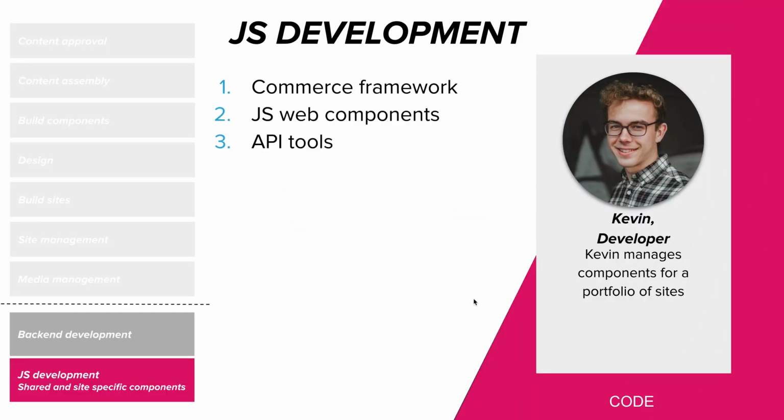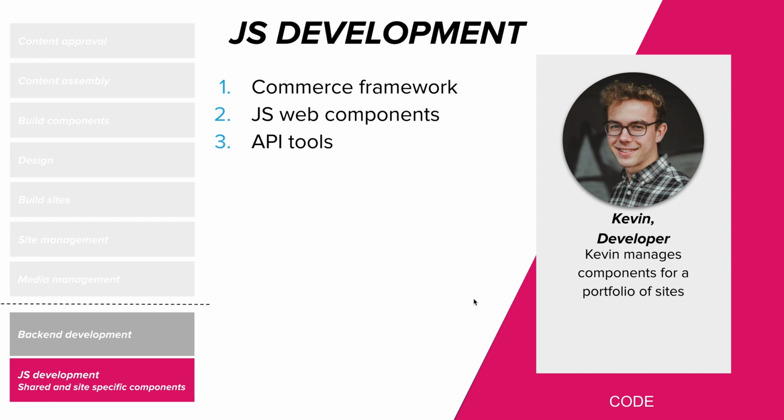Now let's talk a little bit about how Kevin does his JavaScript or front-end development. Now we have a lot of different things going on, so we're going to go through this relatively quickly. But there are three primary things that Kevin uses this for on a daily basis. One, he's using the Acquia Commerce framework to power the e-commerce integration that he uses within the website.